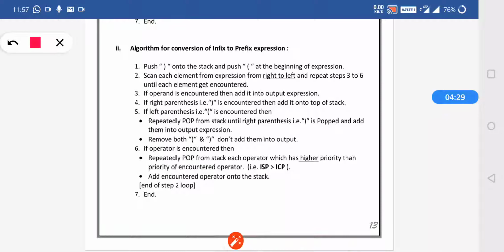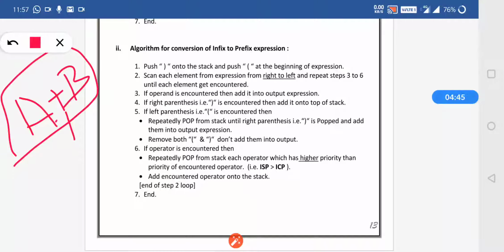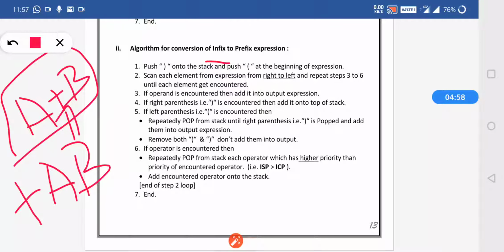So what is prefix? In prefix, the operator is present before the operands. Suppose we have this particular expression, A plus B, which is called the infix expression, where the operator is present in between the operands. And the prefix of this will be: the operands will be A, B, and the operator will be present before the operands, that is plus AB. That is called prefix.